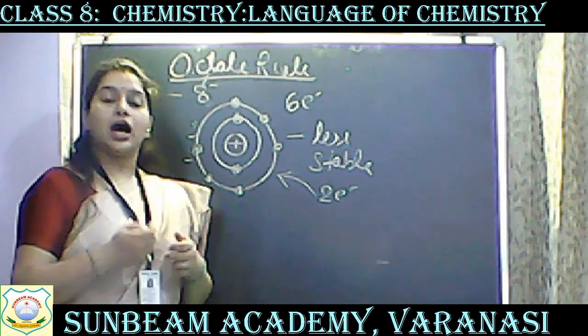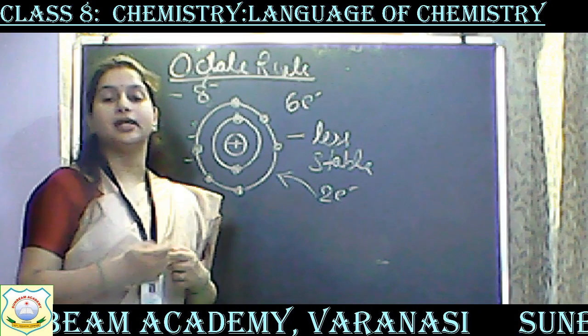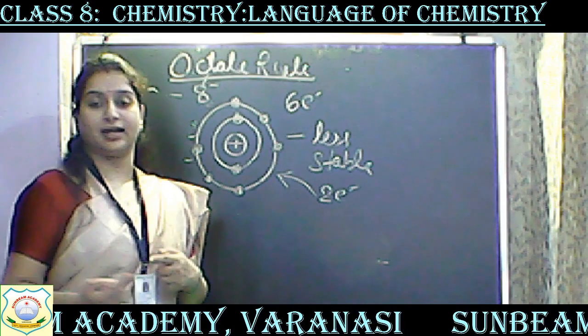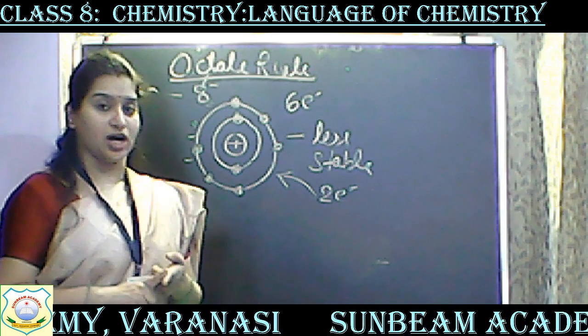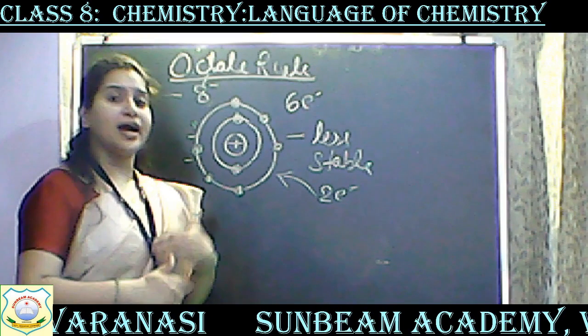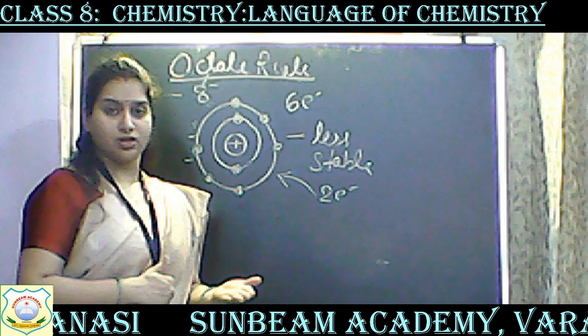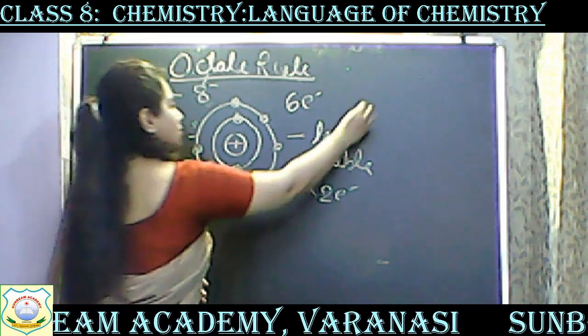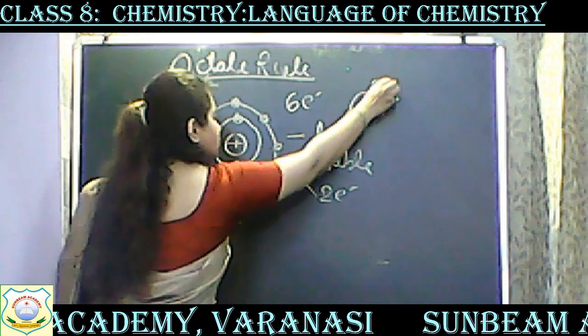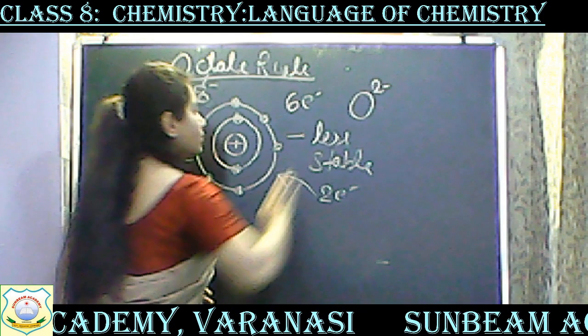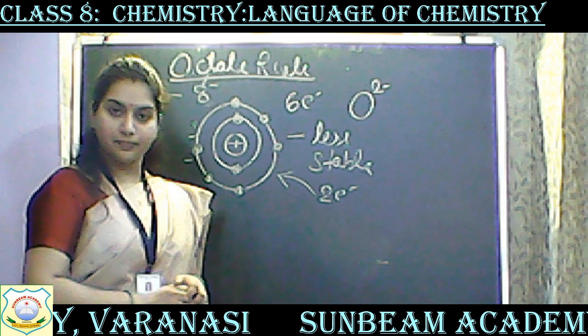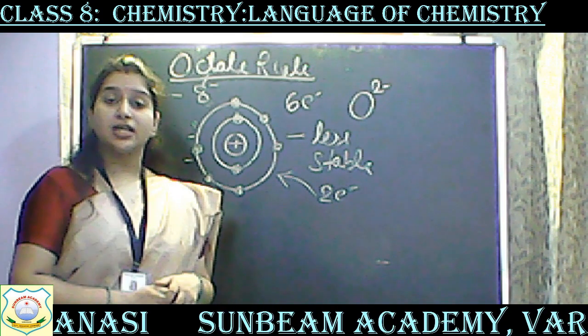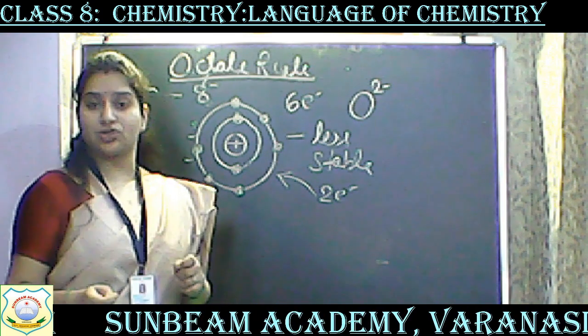Clear? अगर हम कोई भी इलेक्ट्रॉन ऐड कर रहे हैं, and we know electron is negative charge, if we are adding 2 electrons, so the charge over oxygen will be minus. So the charge over oxygen will be 2 minus. Got it? Clear?